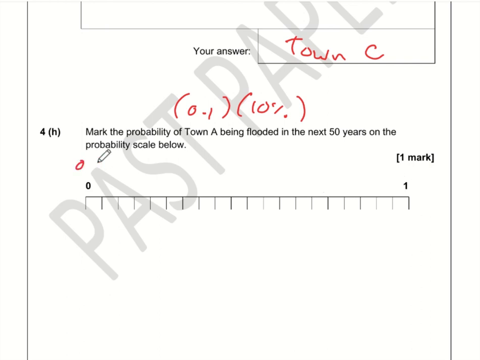Okay, so remember, the probability scale is 0 to 1, but we can turn it into 0 to 100%, and we want 10%. So 5%, 10% is right there.